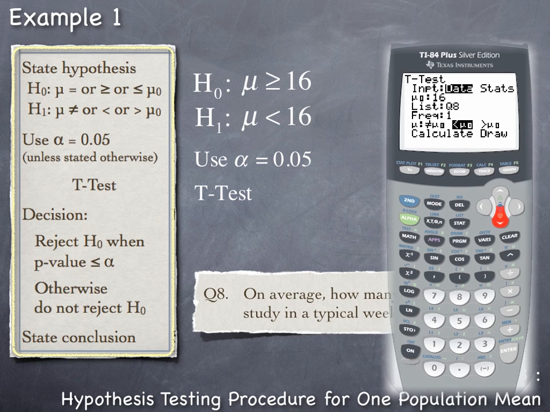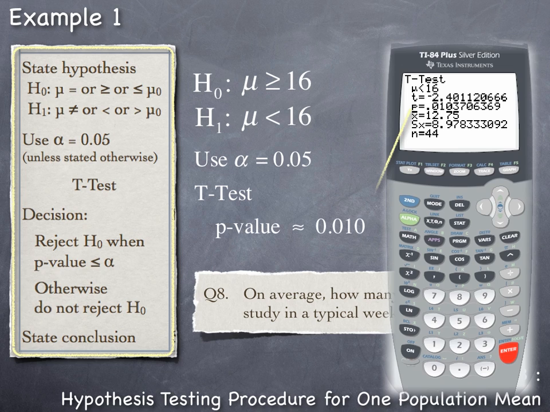The calculator will now calculate the resulting p-value, in addition to several other results. But the only result we're interested in to make our decision is the p-value. And the p-value is denoted as p equals. Here, rounding off the p-value to the nearest thousandth, the p-value is 0.010.